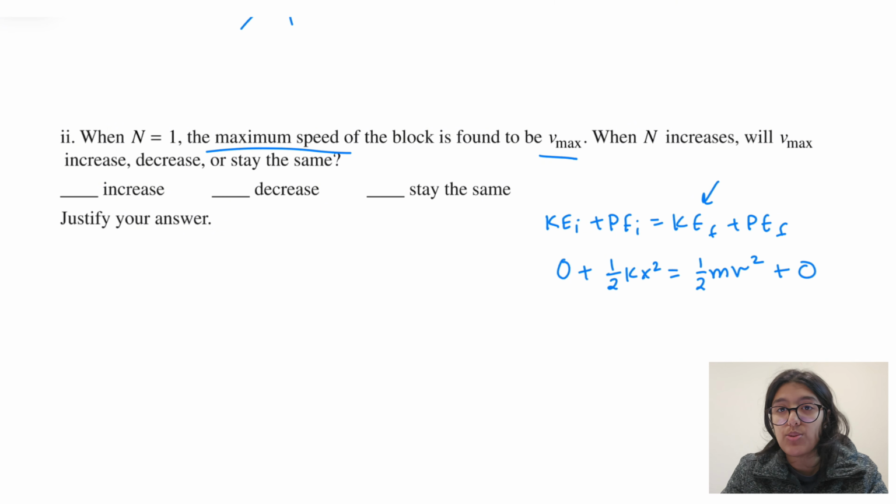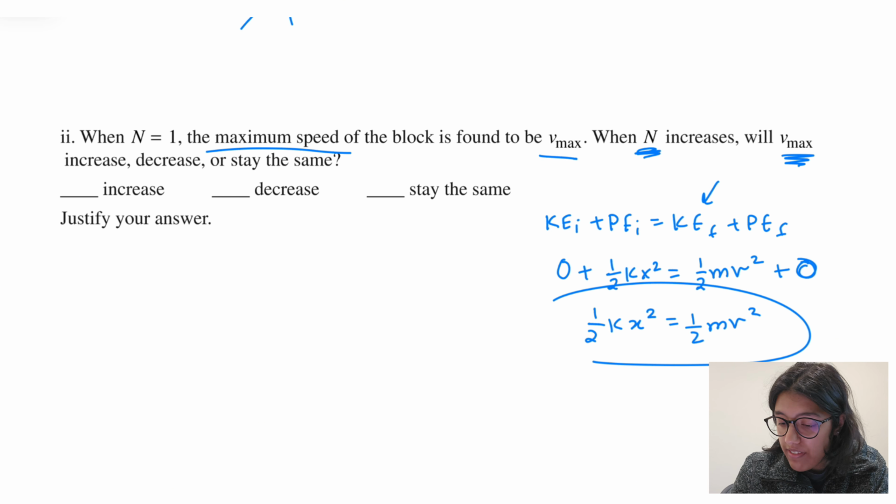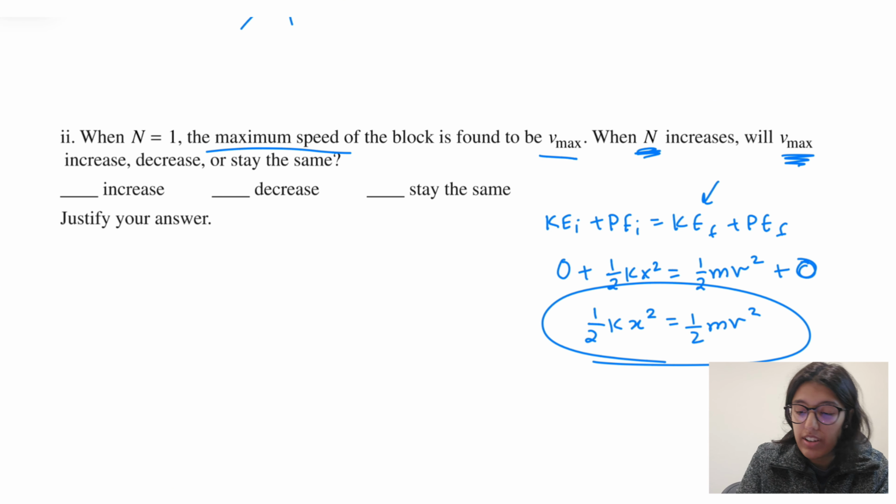And now we have to see, will Vmax increase, decrease, or stay the same? So I'm trying to find a relationship between velocity and n. But over here, I don't have n, so I need to figure out a way to get that n into that function. So I'm first going to simplify this. I know that v is equal to x square root of k over m, all right? And now I need to find a way to get n into this problem.